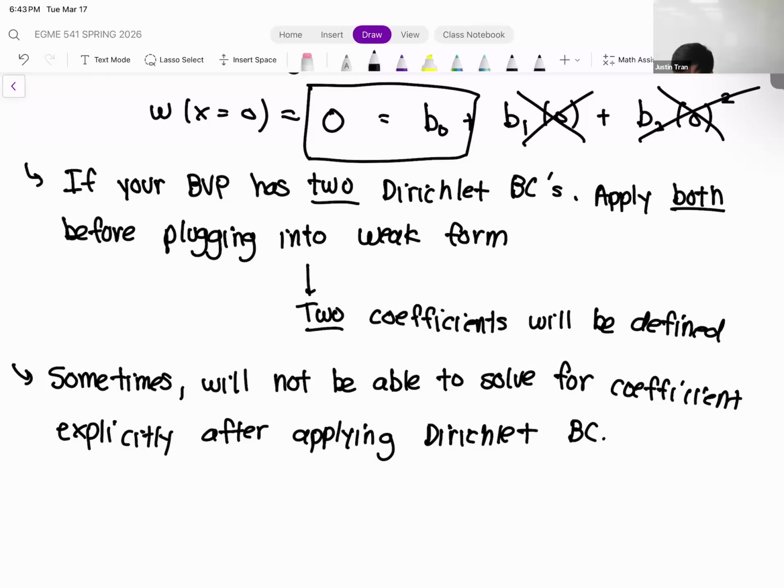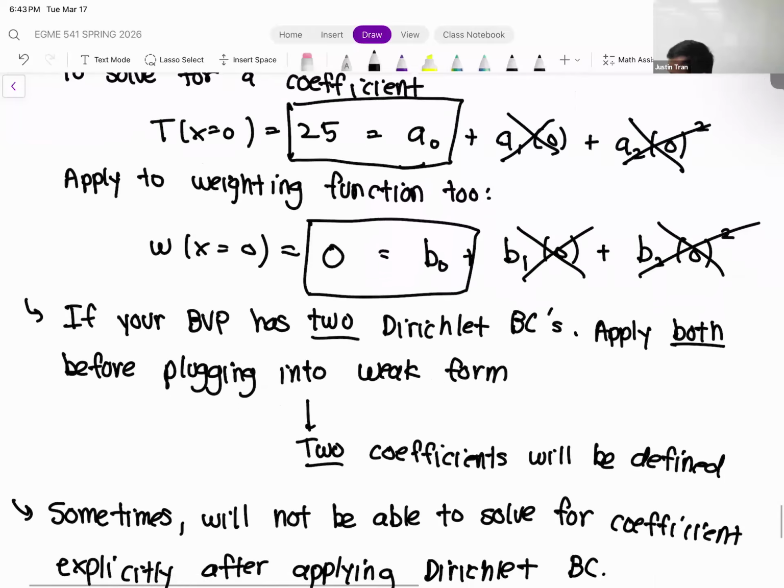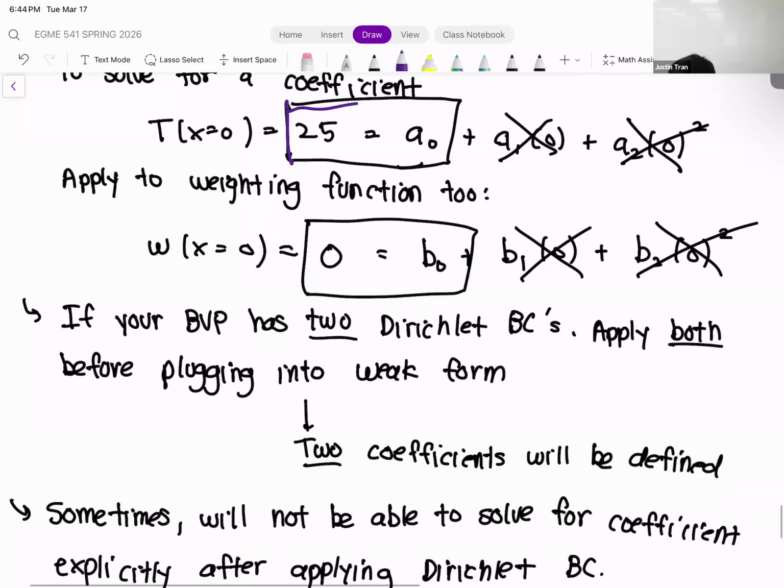All right, so what do I mean by that? So for this particular example, we have a very simple case here where we apply our boundary condition, we get an explicit solution. So we can say right away that A0 explicitly has to be 25, okay? So we solve for a solution to one of the coefficients just straight up, okay? Sometimes that's not going to be the case.